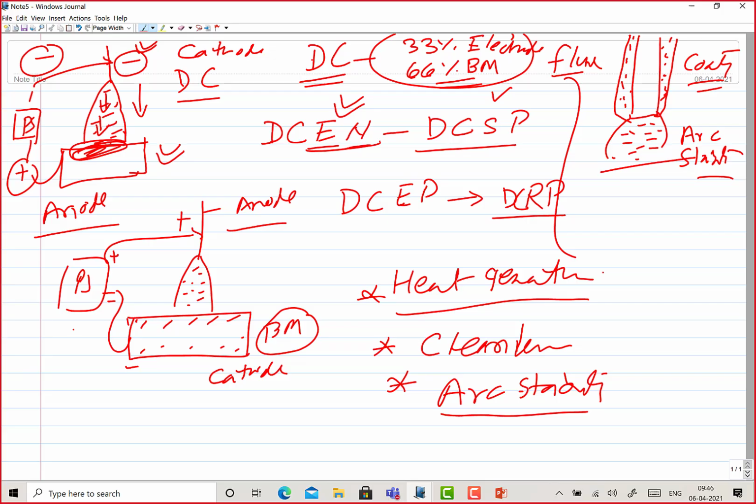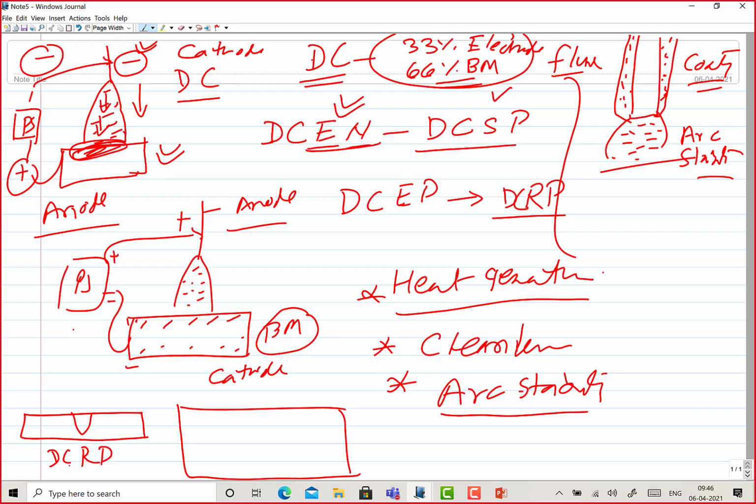Both possibilities can exist in welding. If you want to weld very thin sheets or very thick sheets: for thin sheets, DC RP will be fine, because you don't need much heat. And when thick sheets are to be welded, deeper penetration is needed, and DCEN, electrode negative polarity, has to be used.